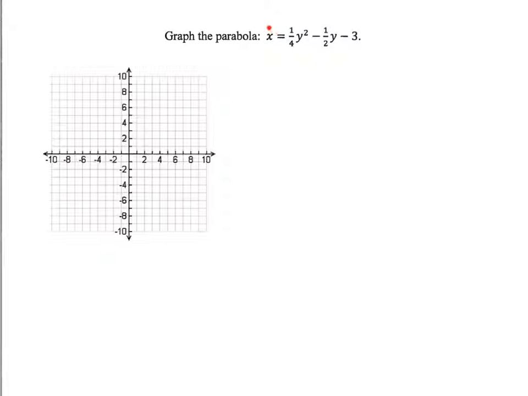X equals, it's already by itself. That job's done. But we have to factor 1/4 out of both of these y terms to form the perfect square trinomial. And don't forget to balance the equation. So let's start that out.